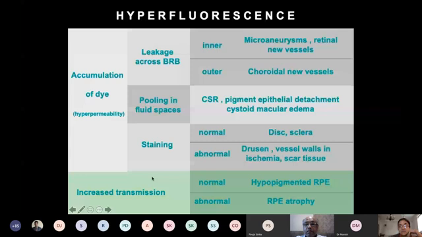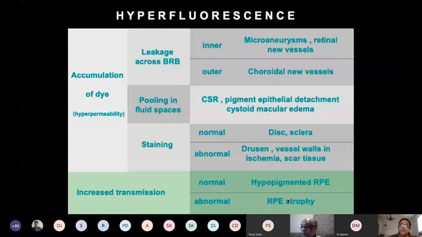And this could be, again, normal, where you have a hypopigmented RPE, like I mentioned in Caucasians, while it can be abnormal when you have an RPE atrophy setting in, like the geographic atrophy in wet AMD patients or in AMD patients. And in those patients where you have an atrophy of the RPE, you can actually have a window defect which may appear as hyperfluorescence, but we need to differentiate it from the hyperfluorescence secondary to leakage.